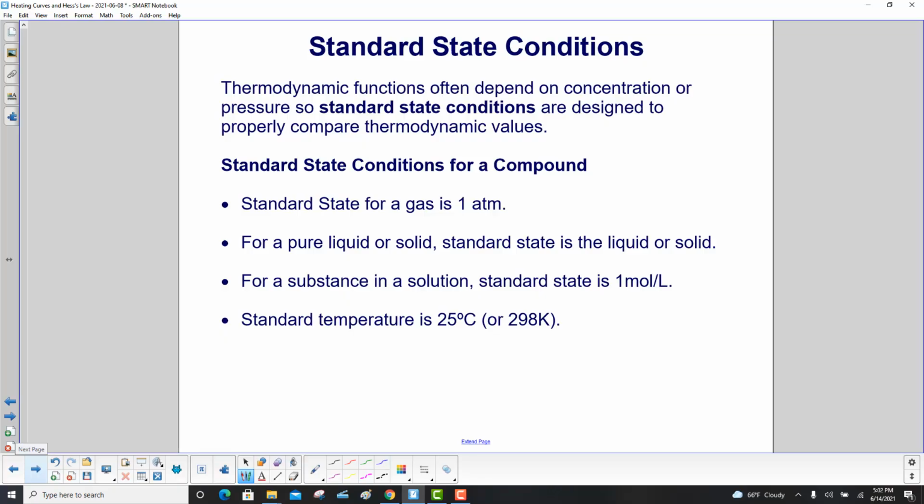Thermodynamic functions often depend on concentration or pressure, so we define standard state conditions to properly compare thermodynamic values. Here they are for a compound. Standard state for a gas, 1 atmosphere. For a pure liquid or solid, standard state is the liquid or solid. For a substance in a solution, the standard state is 1 mole per liter. Standard temperature is 25 degrees Celsius or 298 Kelvin.